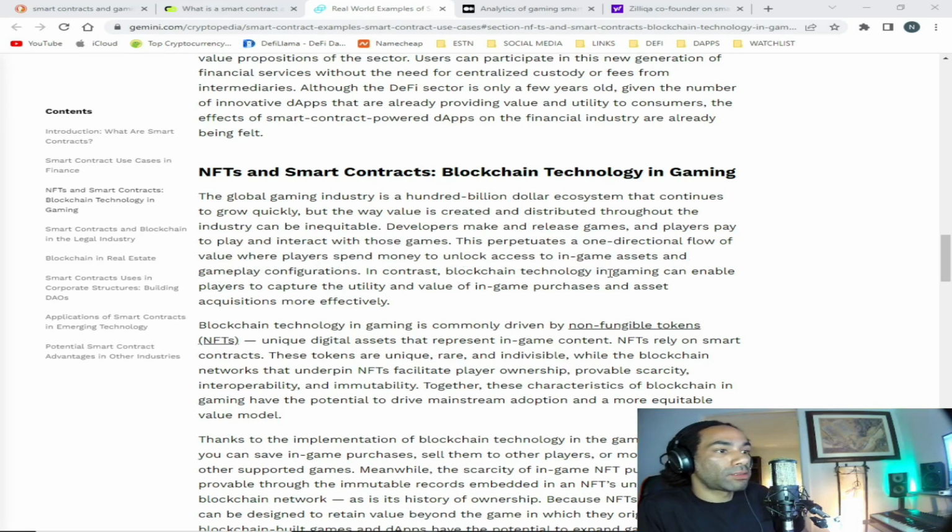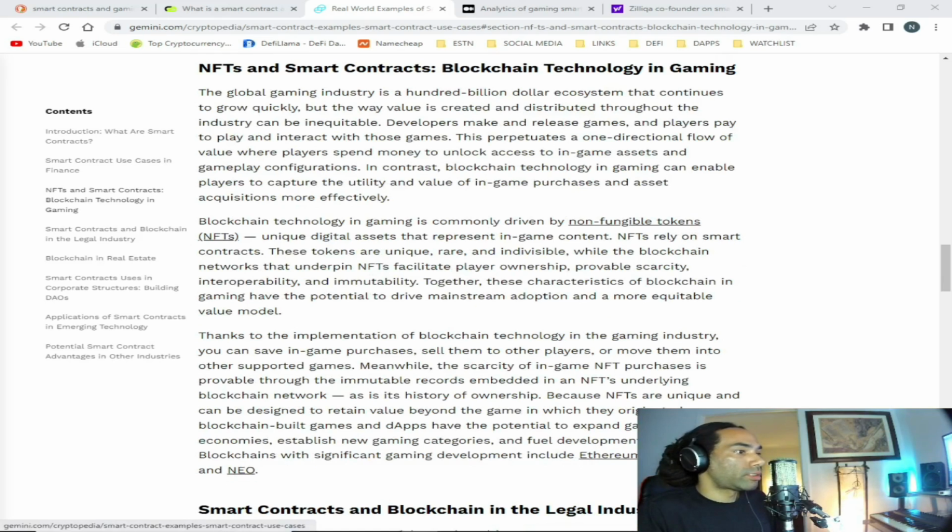In contrast, blockchain technology in gaming can enable players to capture the utility and value of in-game purchases and asset acquisitions more effectively. Blockchain technology in gaming is commonly driven by non-fungible tokens, NFTs, unique digital assets that represent in-game content. NFTs rely on smart contracts. These tokens are unique, rare, and indivisible, while the blockchain networks that underpin NFTs facilitate player ownership, provable scarcity, interoperability, and immutability. Together, these characteristics of blockchain in gaming have the potential to drive mainstream adoption and a more equitable value model.